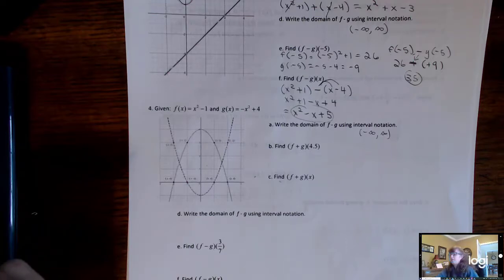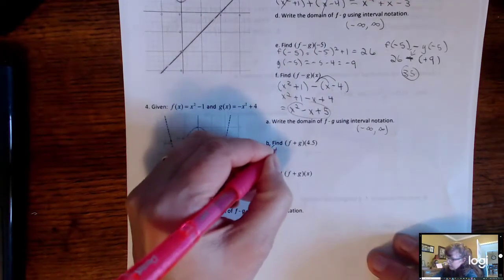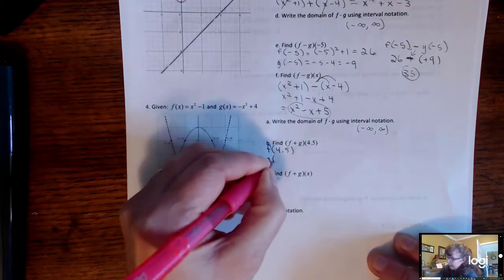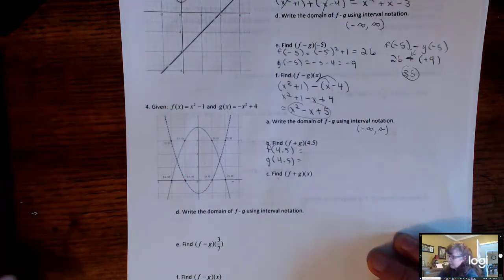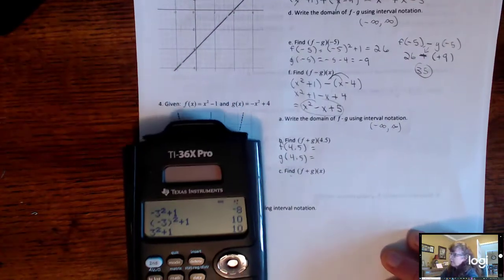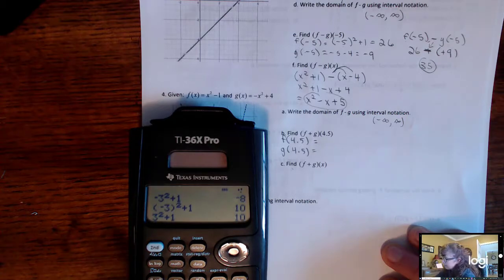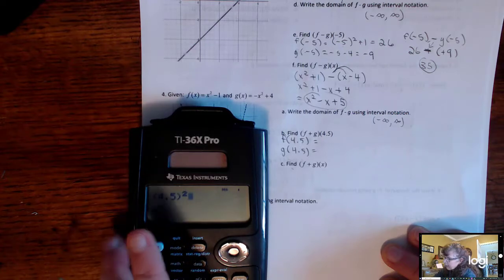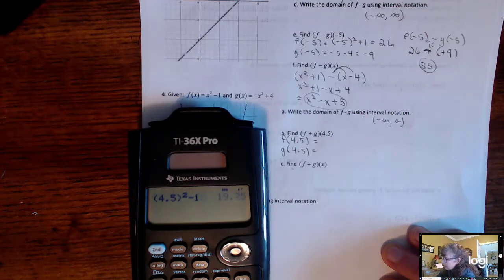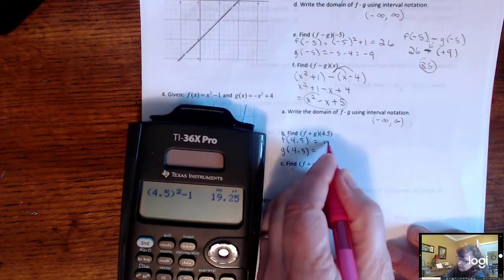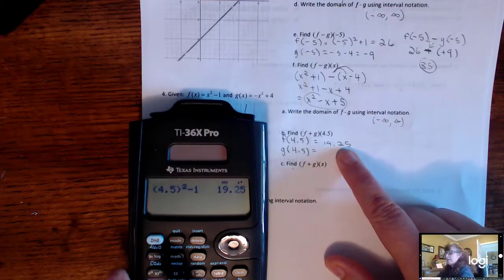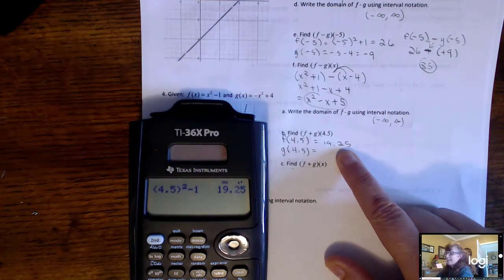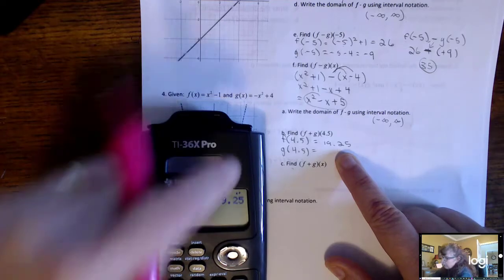Find f plus g of 4.5. I would use my calculator, definitely, and find f of 4.5 and g of 4.5. And I'm going to use parentheses. So f is parentheses 4.5 quantity squared, and then minus 1. And 19.25. That's a terminating decimal, so I'm going to leave it a decimal. I'm not approximating it because it terminated. That's exactly the answer.